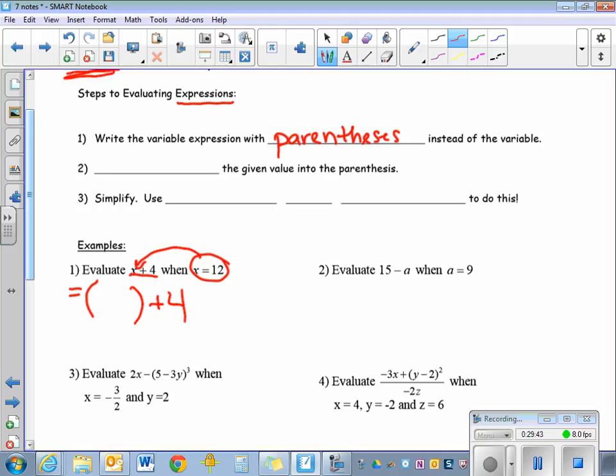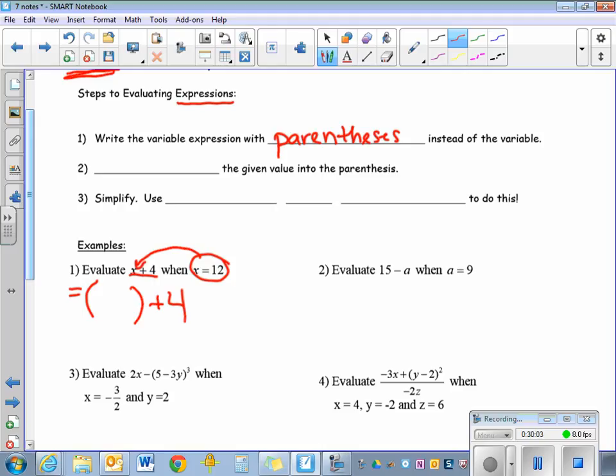Now with some of these more basic problems like 1 and 2, the parentheses isn't super necessary, but when we get into larger problems, such as number 3, where you end up multiplying, then those parentheses are important. So yes, it's not really needed for number 1, but it's good to get the habit for when we do it.